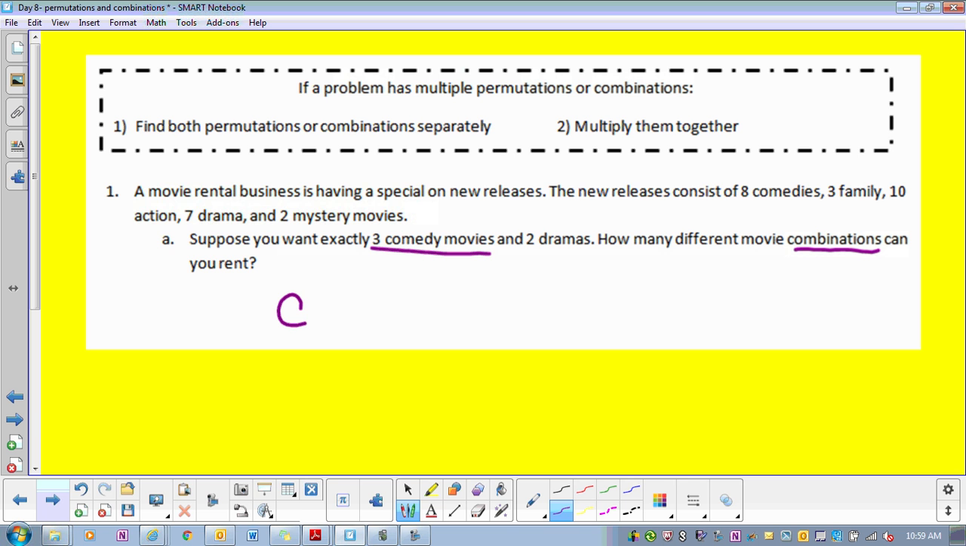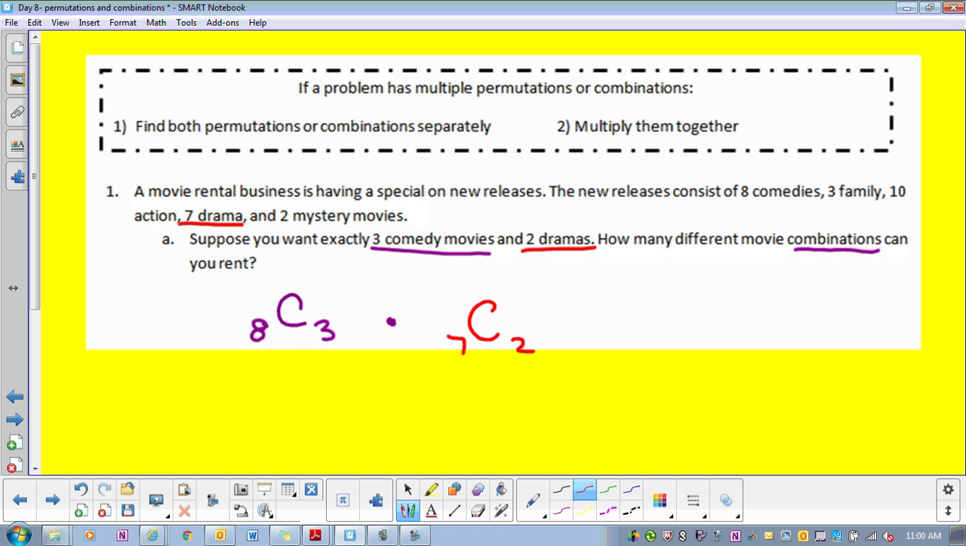So 3 comedy movies. How many comedy movies do they have? 8. How many can you choose out of that? 3, right? Times, and then you want 2 dramas. But how many dramas do they have total? No, that's how many you want to choose, but how many do they have total up here? 7. Right?